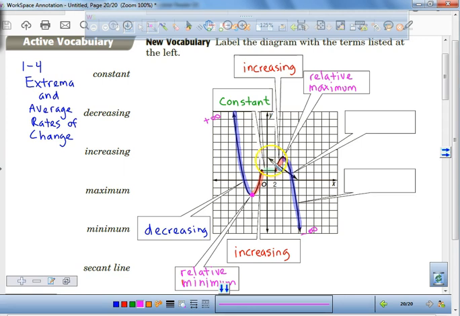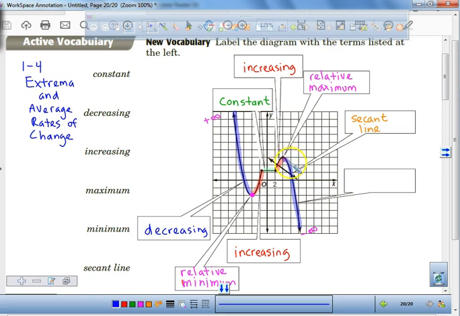Now, right here, I'm going to tell you what this is pointing to. This right here is pointing to this line that cuts through the graph. That line right there is considered to be a secant line. It goes through the graph. Yeah, I know, you wanted to have that in your journal. I'm just telling you what it is. Okay. Yes, you can have it in your journal. A line that cuts through a graph is called a secant line.